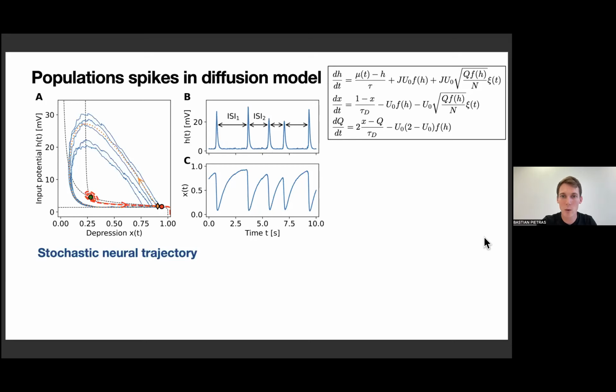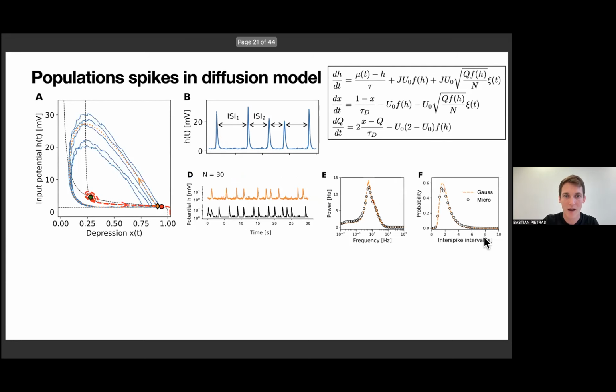How does this compare to our microscopic network dynamics? In order to compare the dynamics, we can run simulations for as few as 30 neurons in our network. Have a look at a qualitative look. This looks pretty nice. And also if we look at the frequency of our dynamics, then we see a very good match. Also the interspike intervals, if we only look at the differences between these population spikes and compute the probability density function, then we see a very good fit between the microscopic and the mesoscopic model.